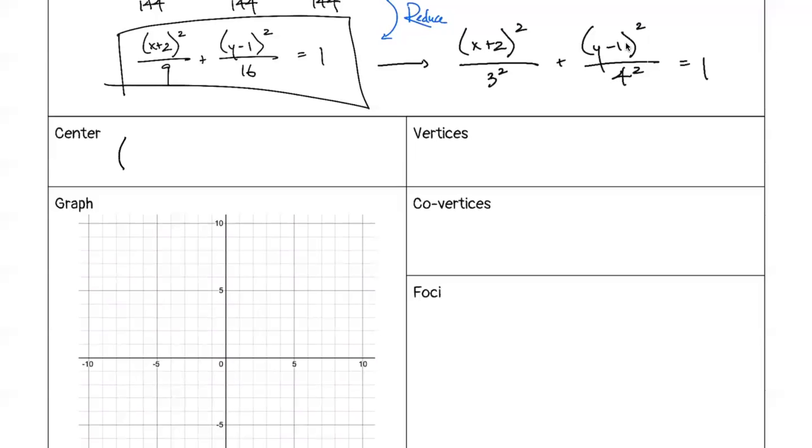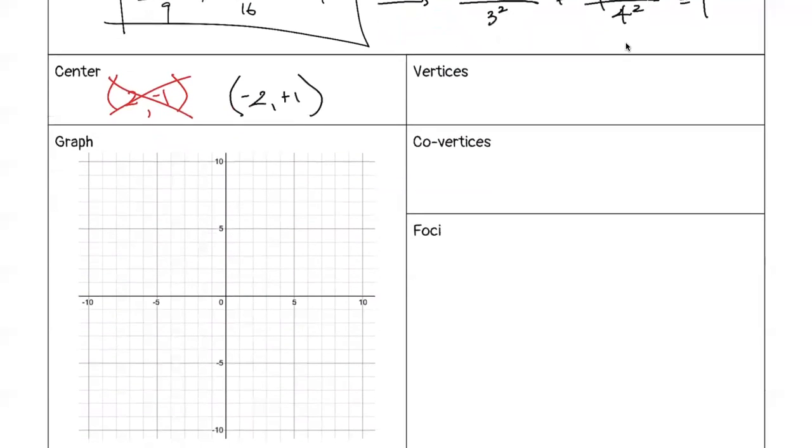All right, for our center, what would be the wrong answer? Let's start there. Good, 2 comma negative 1. Very much the wrong answer, but we would catch that. We would make sure, oh, we have to switch the signs: negative 2 comma positive 1. So I can plot that right away. I've got that center.